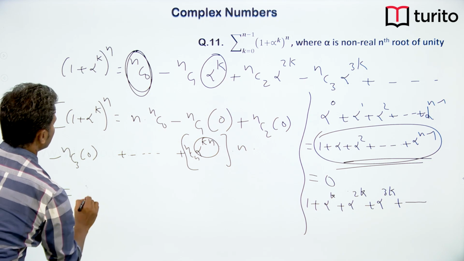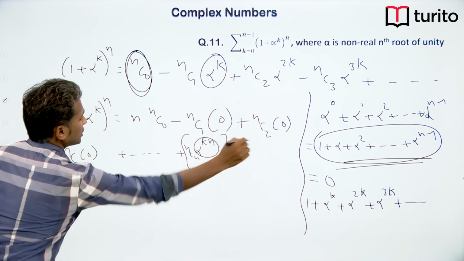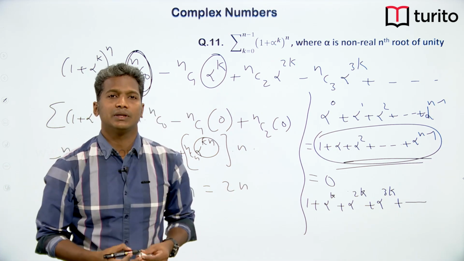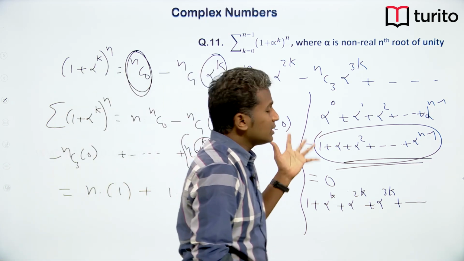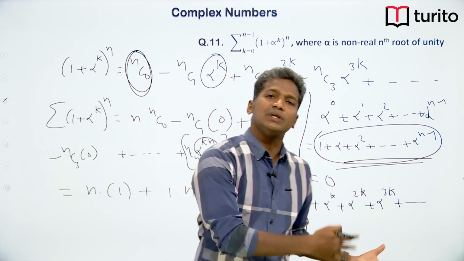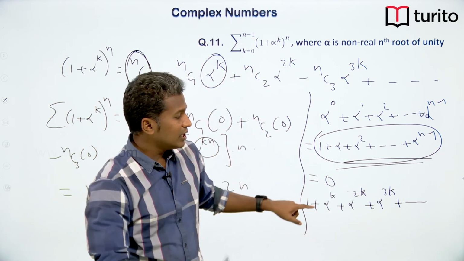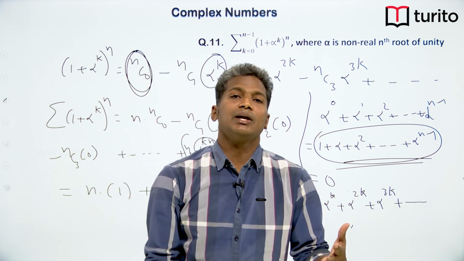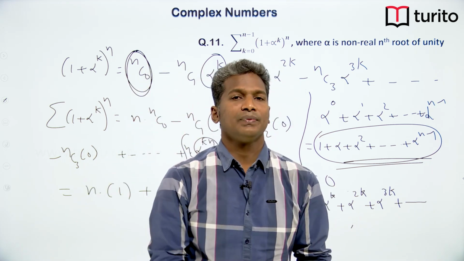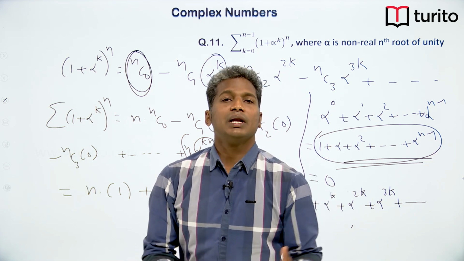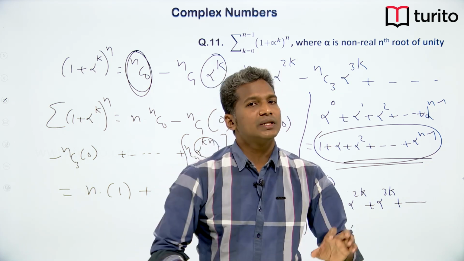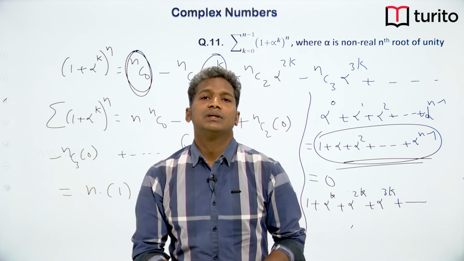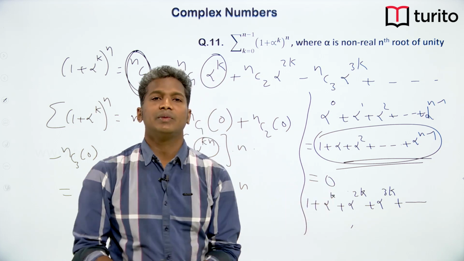So, we got the first term which is n into 1, and we got the last term which is 1 into n, which gives 2n. All other terms are 0 here. So, what I tried to do in this question is I mixed binomial theorem with the roots of unity and one special property of roots of unity. What happens if we take power k on all roots and take the summation? If k is a multiple of n, you will get all terms to be 1, that means the sum will be equal to n. If k is not a multiple of n, then the summation of all terms will be 0.